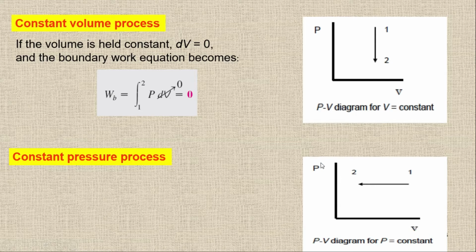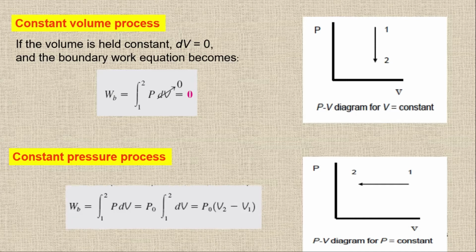Now in this case, because the pressure is constant, how can we find the boundary work? Simply we will use the basic equation, the integral of P dV between state number 1 and state number 2. As the pressure is constant, I can take the pressure outside of the integral sign. So it will be P, or P naught, because the pressure is constant between state 1 and state 2, and then P times the integral of dV.